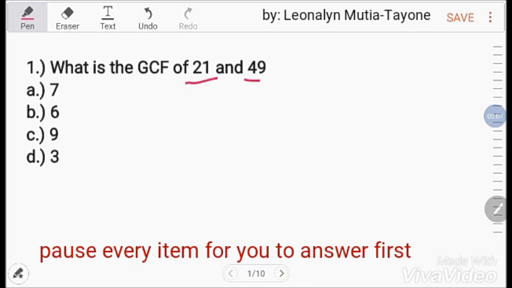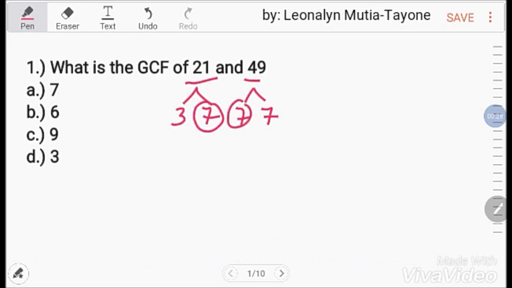First, let's look for the prime factors. Pag sinabing prime, ibig sabihin yung can be divided by itself and 1. What are the prime factors of 21? That is 3 and 7. How about 49? Factor out natin, that is 7, 7. So, common ng dalawa ay 7. So, the answer is 7.